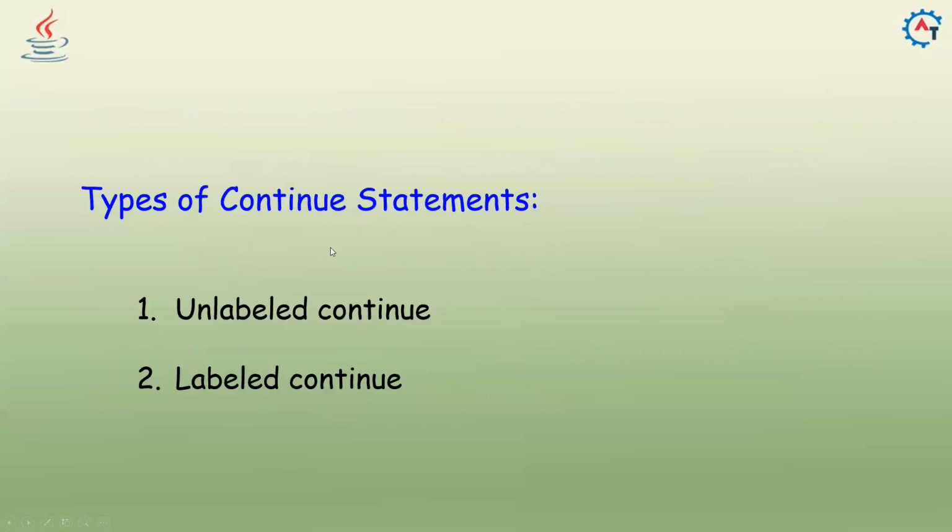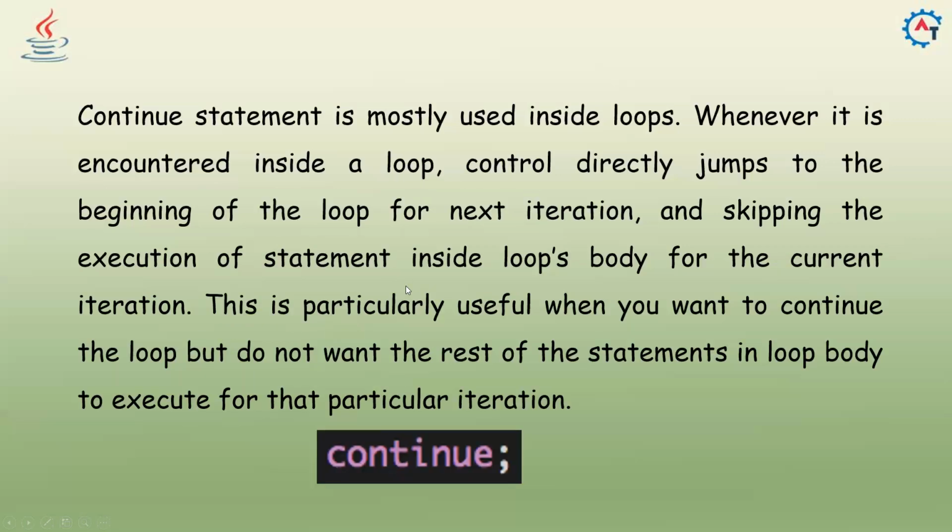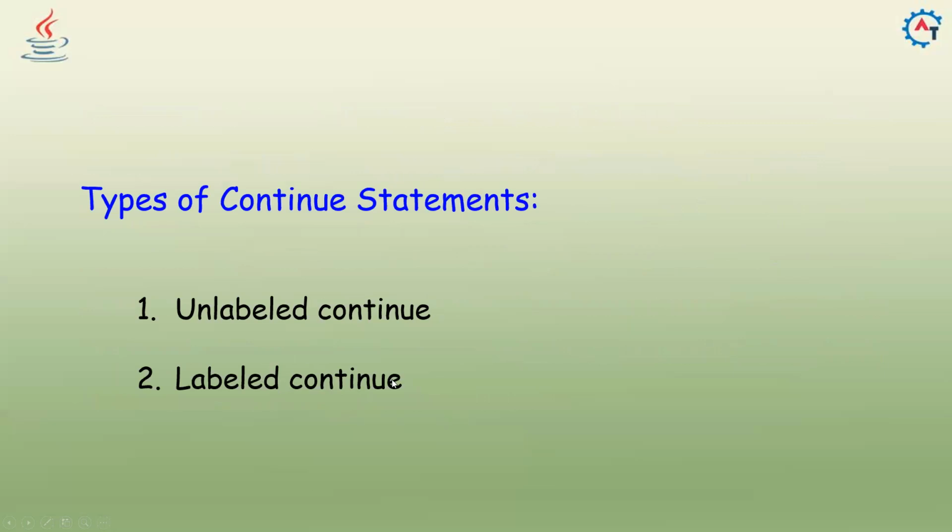There are two types of continue statements. One is unlabeled continue, the second one is labeled continue. Unlabeled means simple, normal continue. The syntax looks like this: continue and then a semicolon. Labeled continue is a bit different. In this video we will discuss normal continue, meaning unlabeled continue. In our next video we will discuss labeled continue.